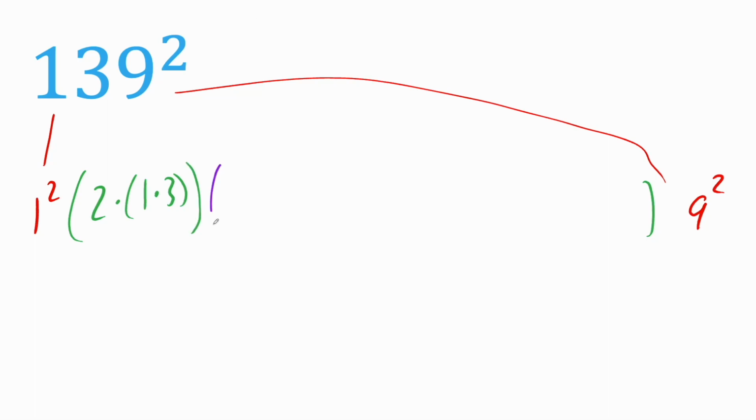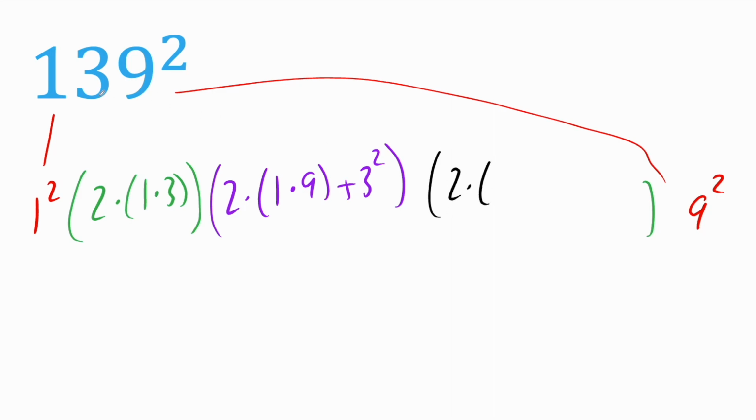What I'm going to do next is do another parentheses. I'm going to say 2 times parentheses. I'm going to take my 1. I'm going to then multiply by 9. And I'm going to close this parentheses. But I'm also going to add plus the middle piece, I'm going to square it. So 3 squared, close parentheses. And now for the last one, I'm going to do 2 again, 2 times parentheses. I'm going to take 3 and multiply by 9. 3 times 9, close it, close it. And this piece I'm going to just erase.